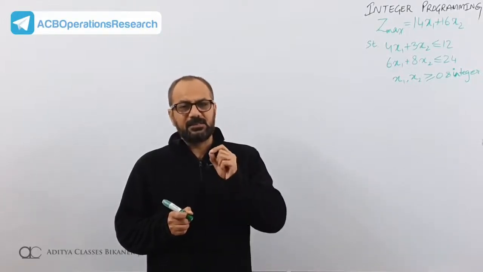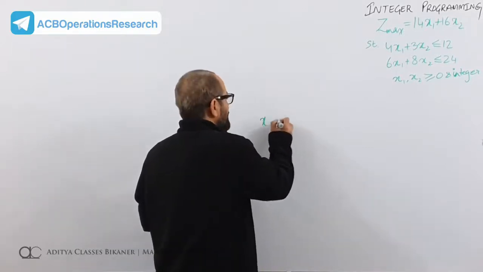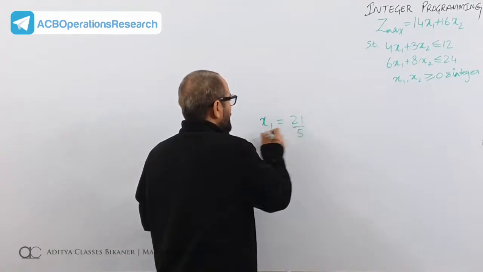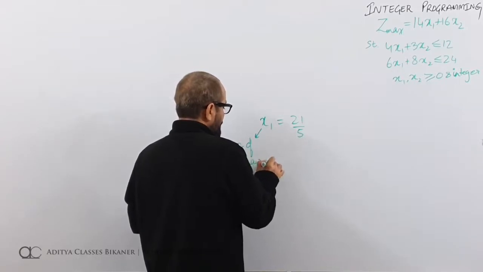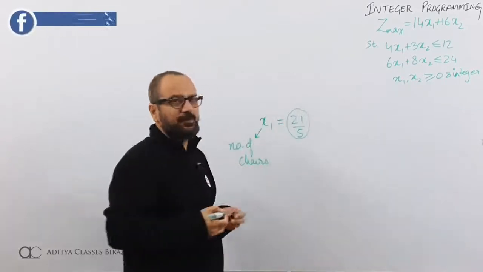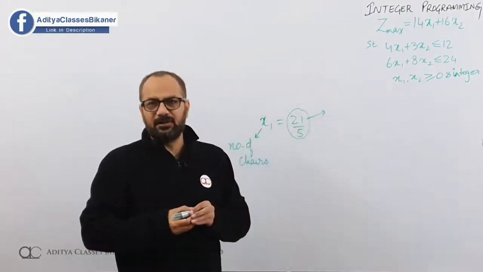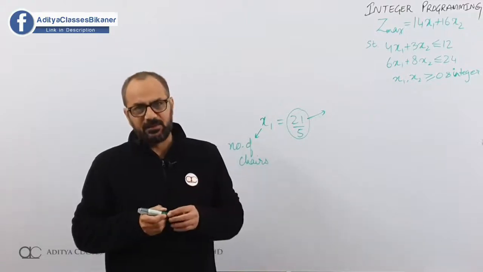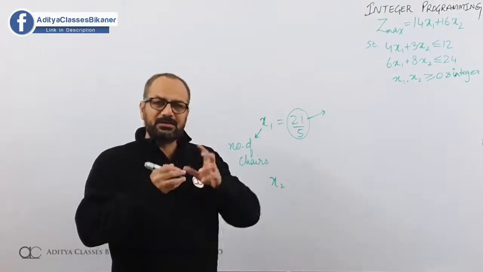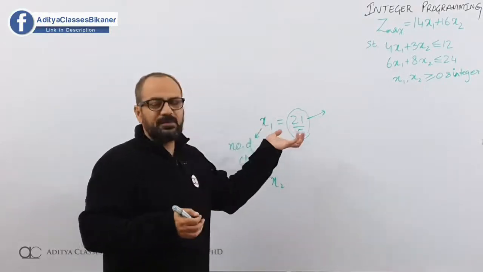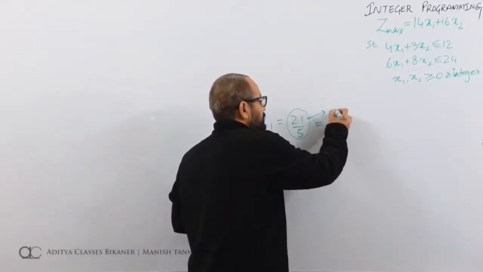21 by 5 chairs is 4.2 chairs. If you get x1 is equal to 21 by 5, where x1 is number of chairs, then this is not possible. What integer programming will do is, of course, I cannot take it beyond 21.5 unless I am compromising on some other variable, which might be x2. So how do I decide whether to compromise on x2, whether to compromise on x1, so that I get integer answers, so that I get integer solutions?